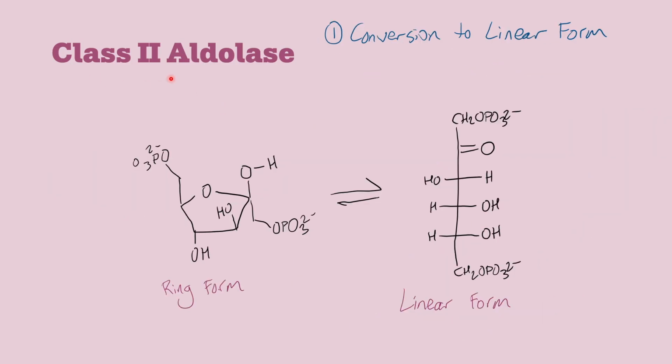Next, let's look at the mechanism of the class 2 aldolase. Step 1 is exactly the same as for class 1. The F16BP is converted from its ring form into its linear form.